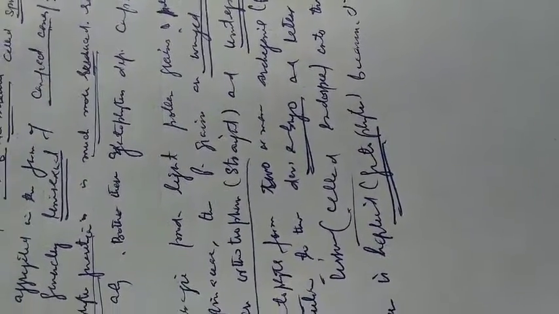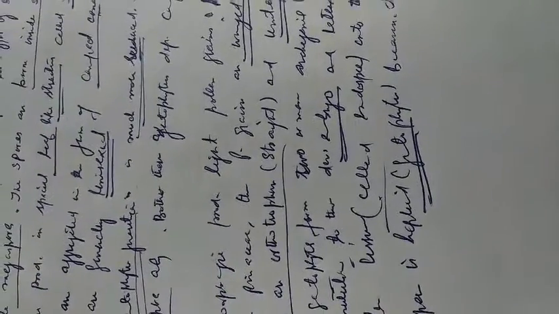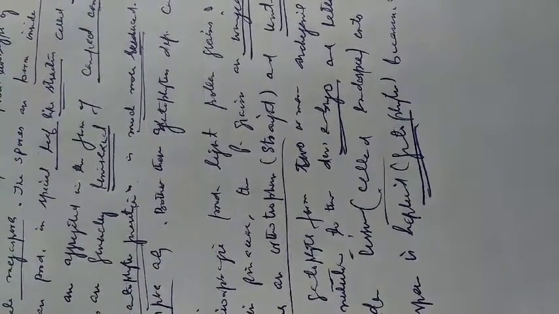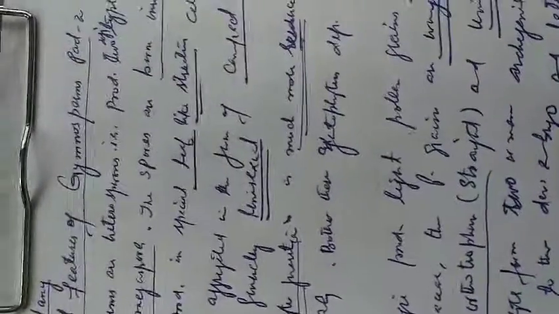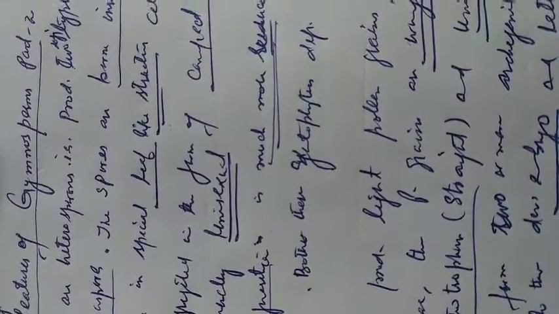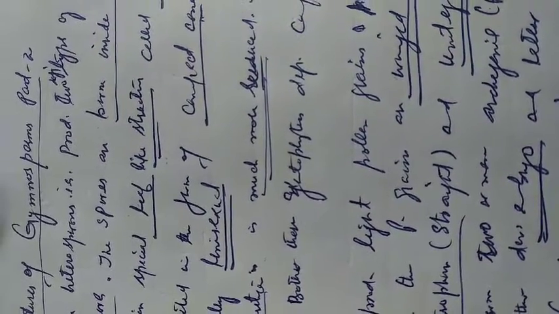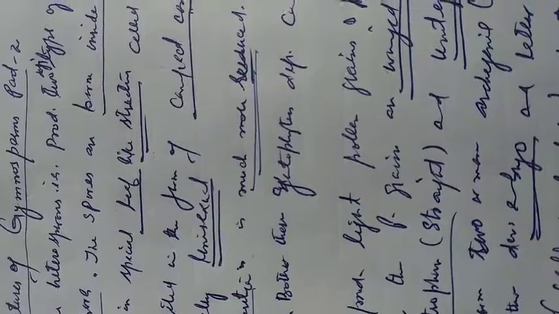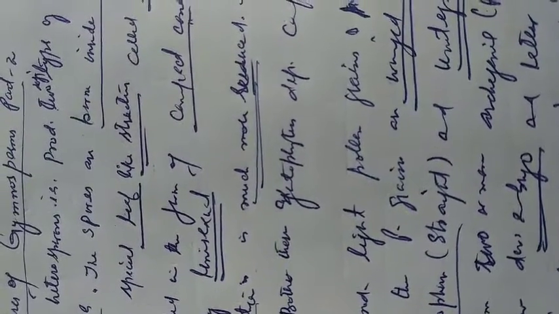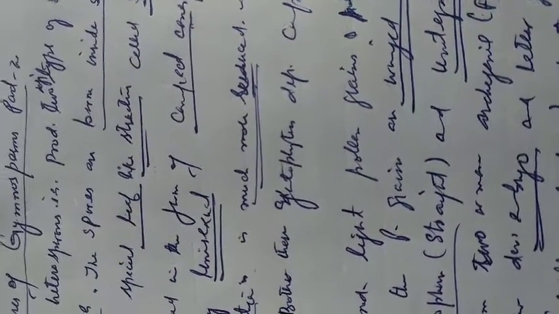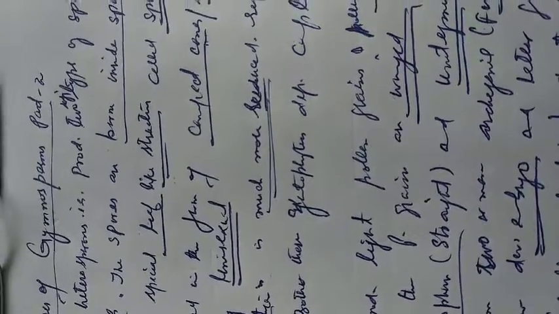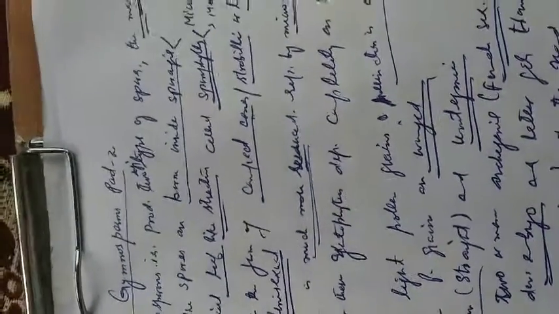These are some of the salient features of gymnosperms. Let me repeat. The 10th feature is that gymnosperms are heterosporous, producing two different types of spores, the male microspores and female megaspores. The spores are born inside sporangia. Sporangia are produced in special leaf-like structures called sporophylls. Sporophylls are aggregated in the form of compact cones. The cones are generally unisexual.